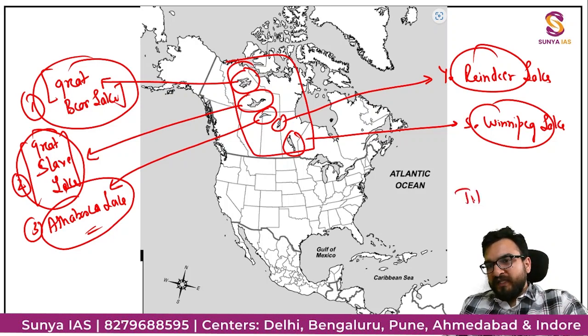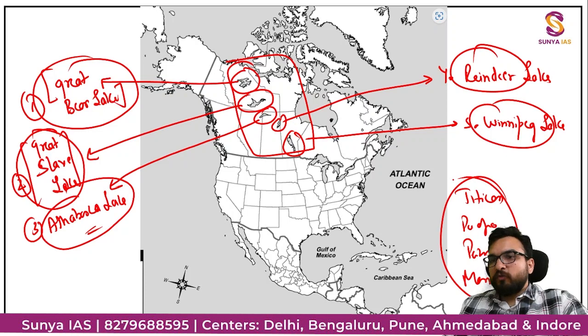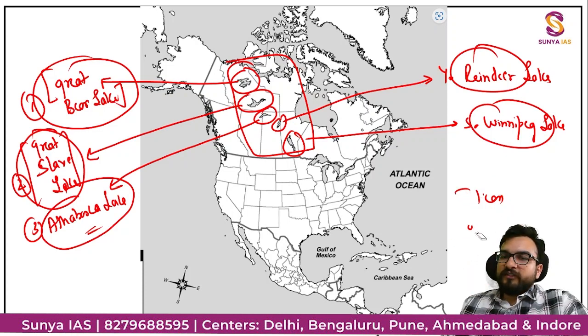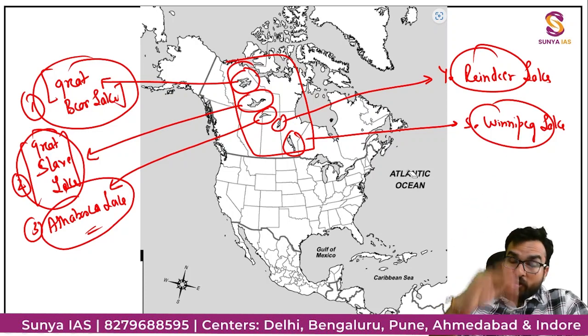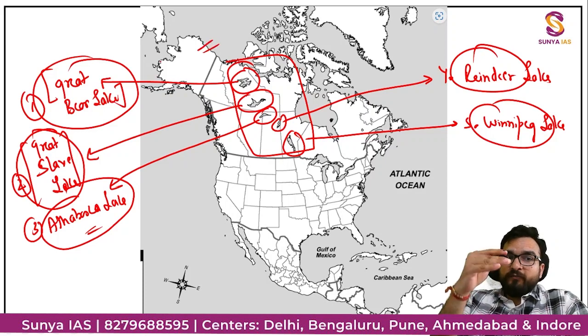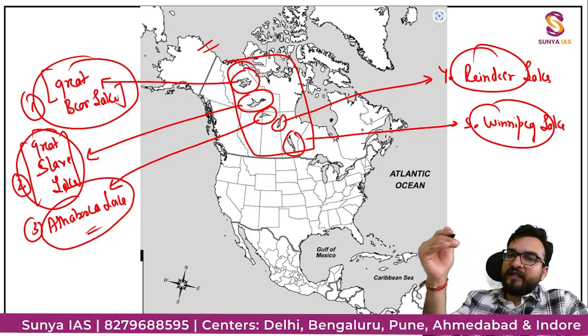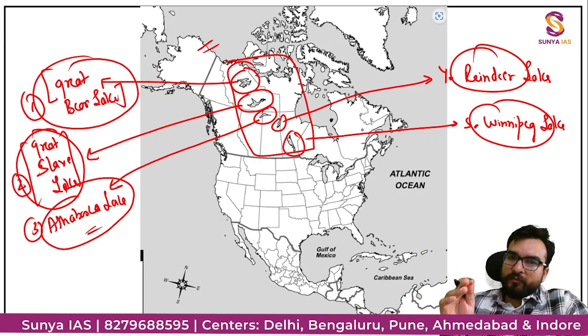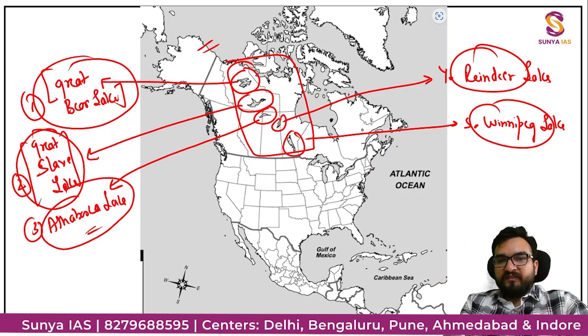Do you remember about the lake Titicaca, Poopó, Patos Lake, Maracaibo Lake? These are the lakes of South America, right? Like this, you have to understand certain lakes. This is one order which you have to understand. That order: Bear, Slave, Athabasca, Reindeer and Winnipeg. Pause the video, try to remember. जब तक बिना देखे आप लिख नहीं पा रहे हो इसको, तब तक आगे मत पढ़ना, because I'll be again asking you. ठीक है? सही है.